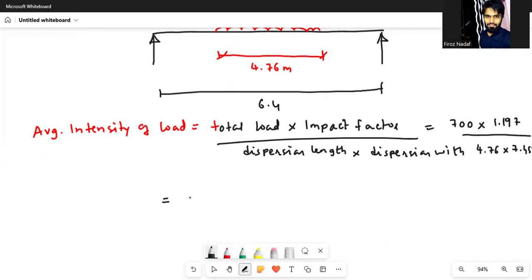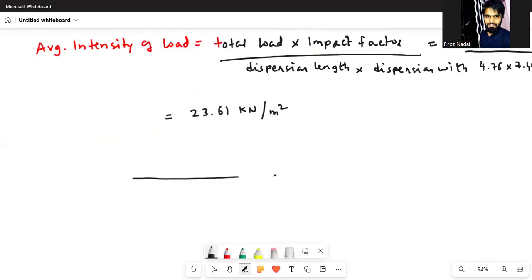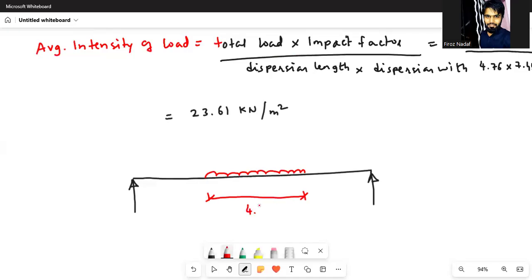The average intensity of load is 23.61 kilonewton per meter square. Now you can find maximum bending moment due to live load. Okay, you got the intensity of the load. So this is the beam, or you can call it a slab culvert. In order to find the maximum bending moment due to live load, we need to place the UDL at the center.